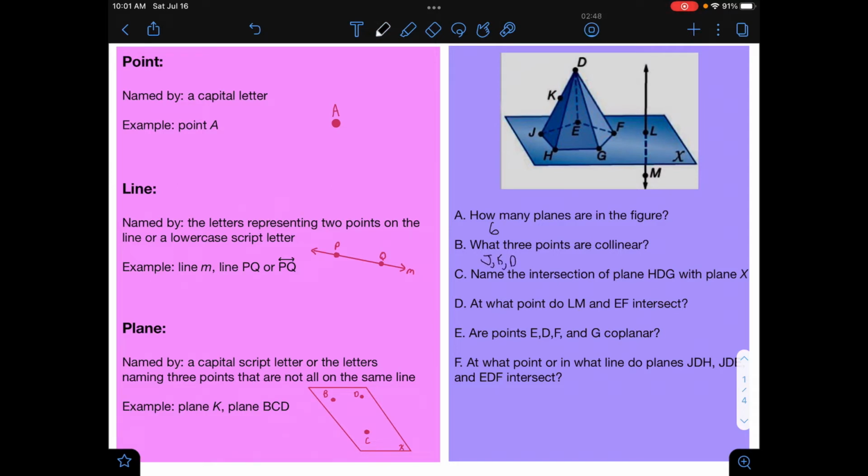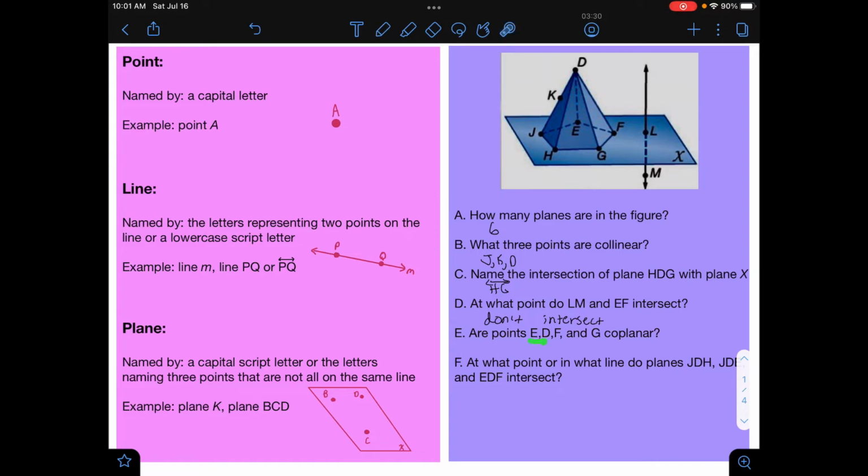And then name the intersection of plane HDG, so that plane right there, with plane X, which is this plane. So they intersect here at HG. So our intersection is HG, our line HG. So then at what point do LM, so this right here, and EF intersect? And it seems that they don't intersect because the only point that they share on the plane is L, so there is no point where they intersect.